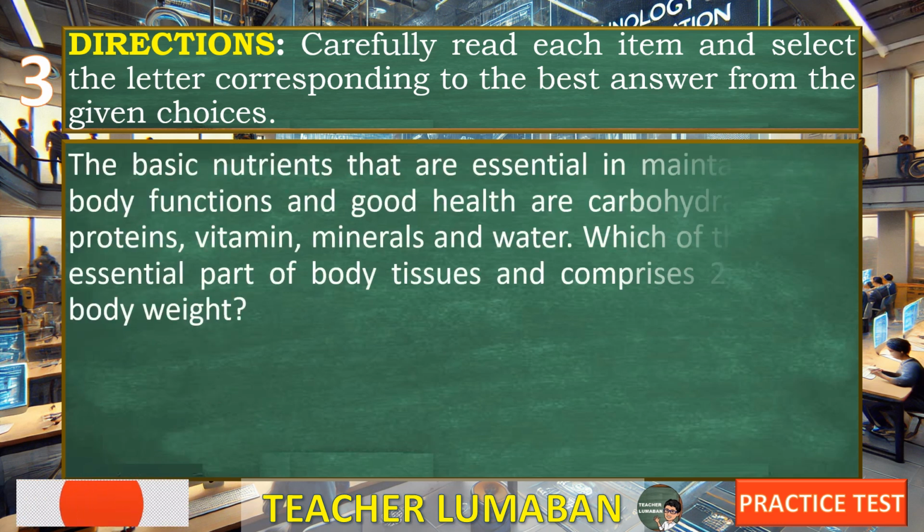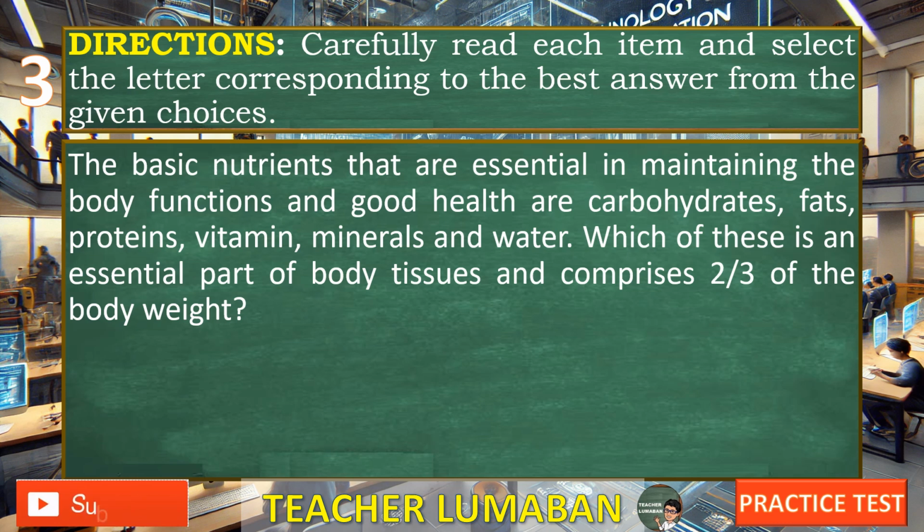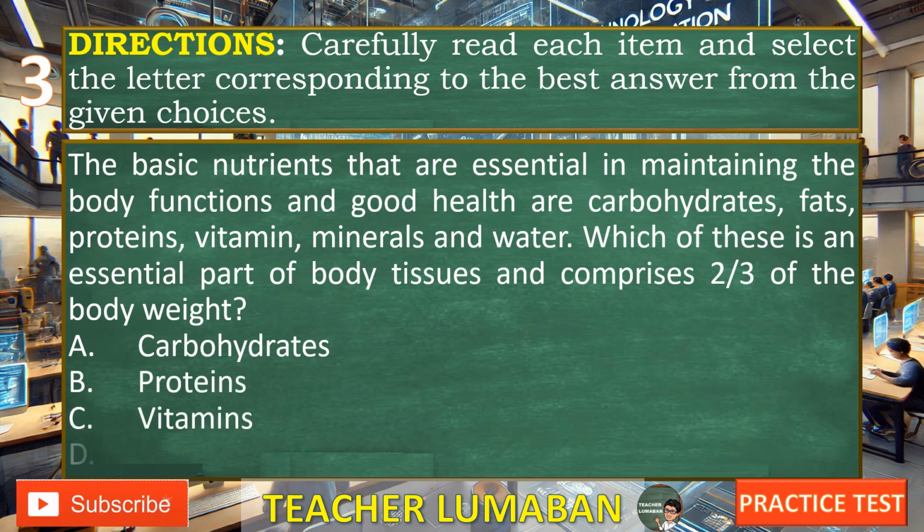The basic nutrients that are essential in maintaining the body functions and good health are carbohydrates, fats, proteins, vitamins, minerals, and water. Which of these is an essential part of body tissues and comprises 2/3 of the body weight? A. Carbohydrates, B. Proteins, C. Vitamins, D. Water.